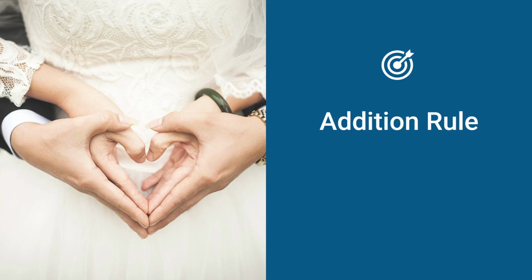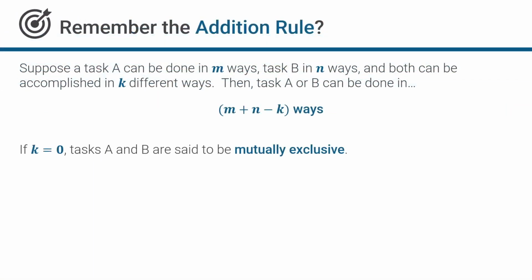Addition rule in probability simply means that it's the same way as doing the addition rule previously, wherein if task A or event A can be done in M ways and task B in N ways, and both of them can be accomplished in K different ways, then task A or task B can be done in M plus N minus K ways. In other words, if K is equal to 0, tasks A and B are mutually exclusive. It means nothing is the same between them.